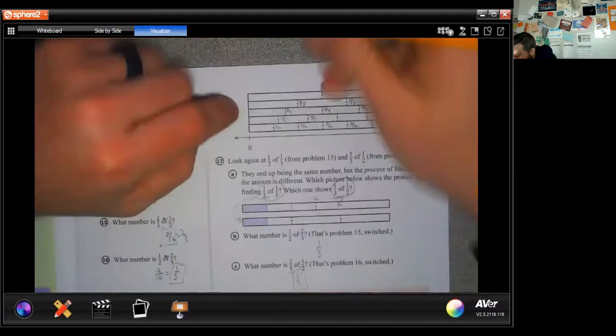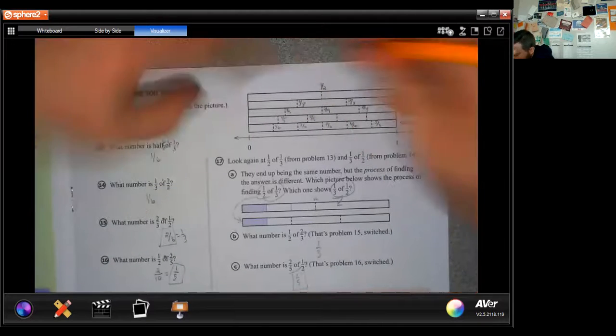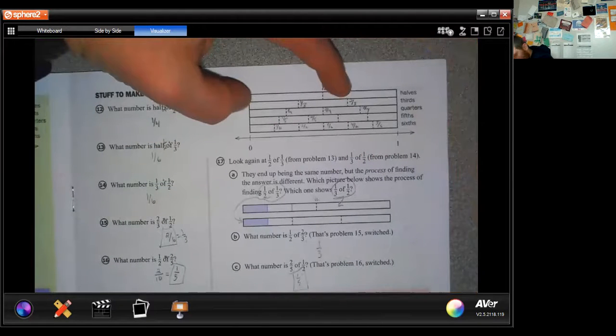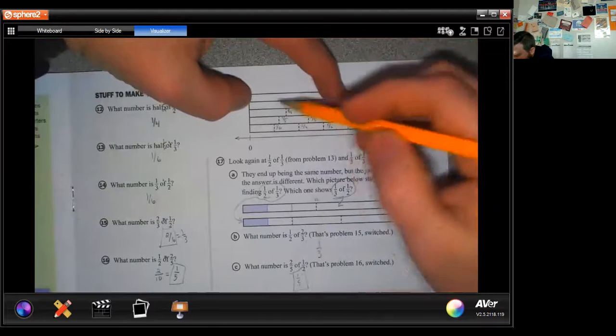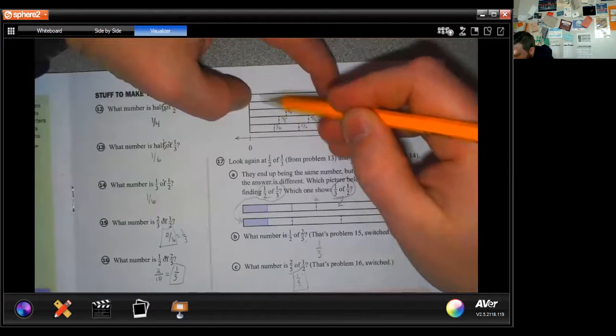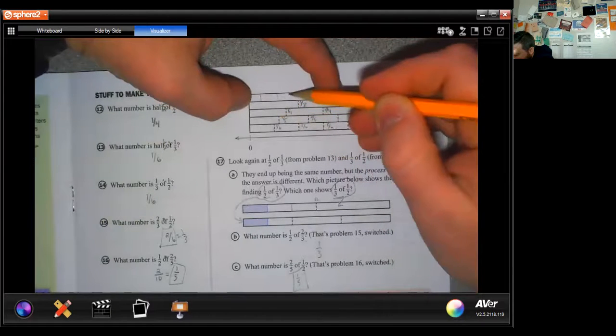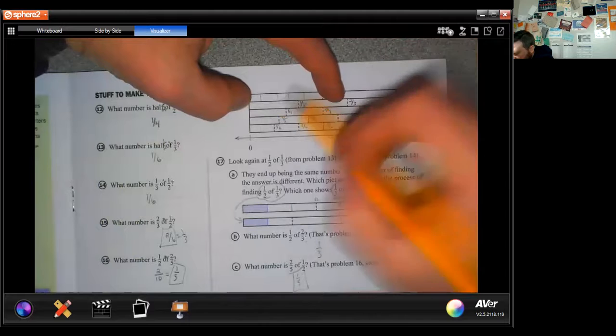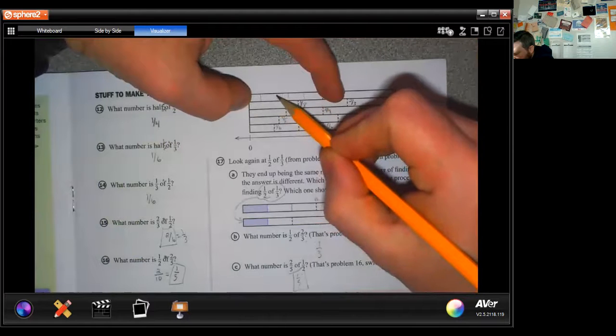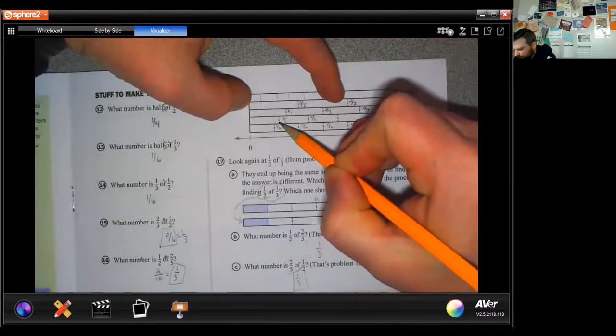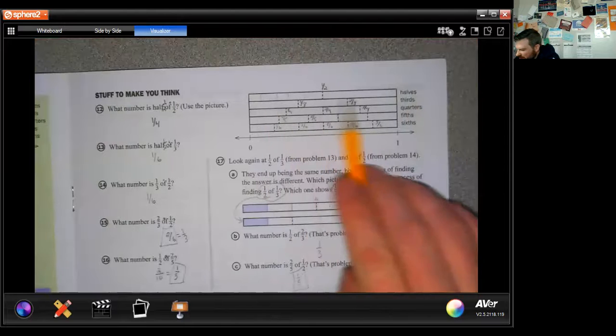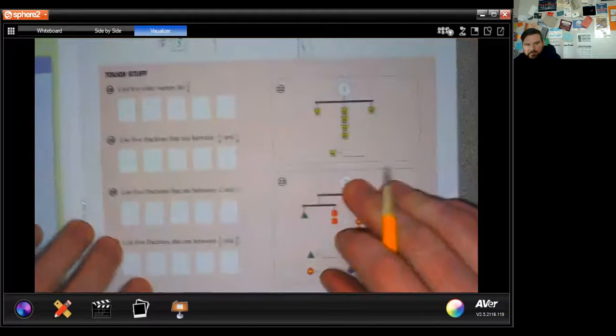So if you took a half and you broke it into fifths, so 1, 2, 3, 4, 5, the second fifth would be right here. But really, you would need tenths along that whole thing. All right, the tough stuff here.